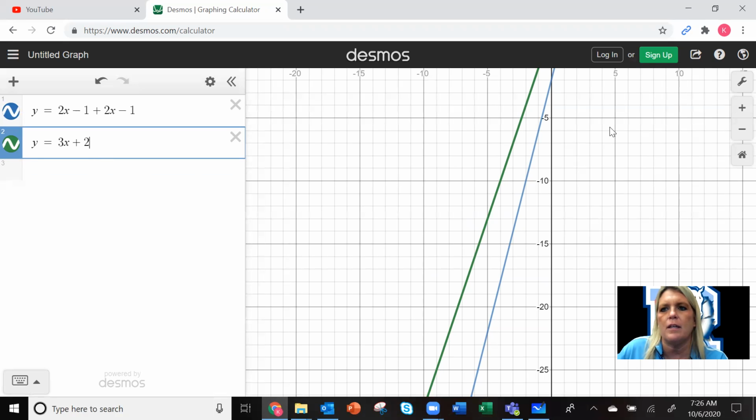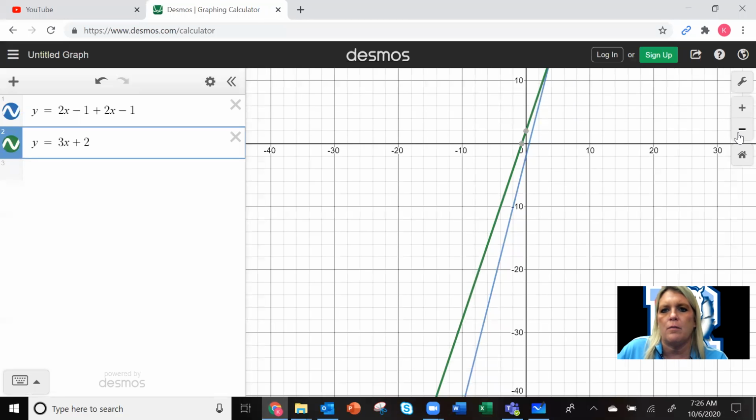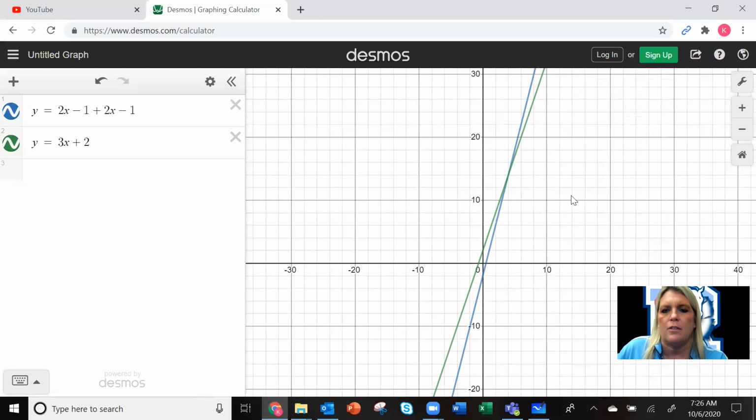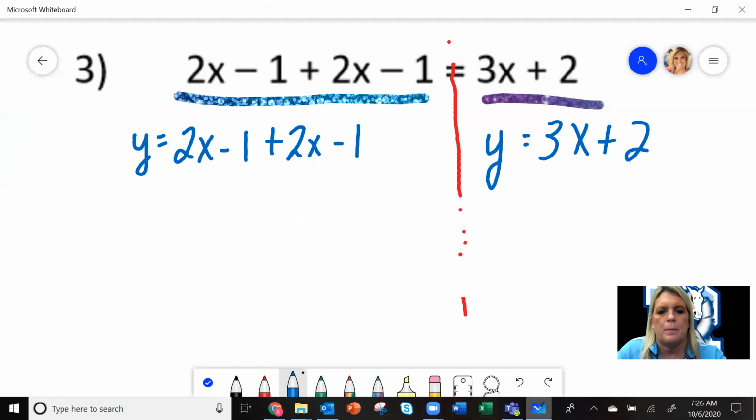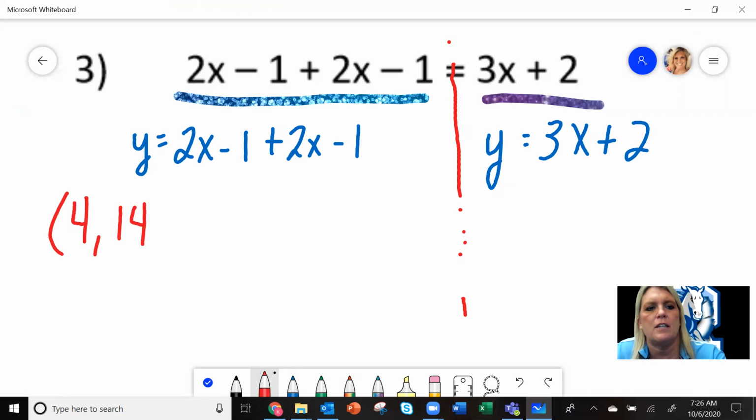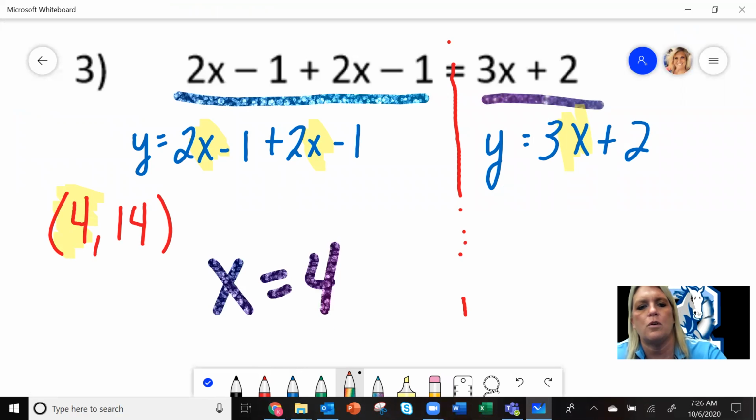So now I don't see where they intersect. So let me zoom out, drag down. I think they intersect right about here. So I'm going to click on it. Sure enough, right here, where they intersect is 4 and 14. So 4, 14 is the ordered pair where they intersect. Remember, we're trying to find the x value. Here's the x value right here. My answer is x equals 4.